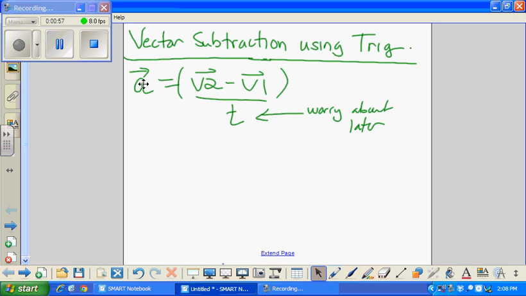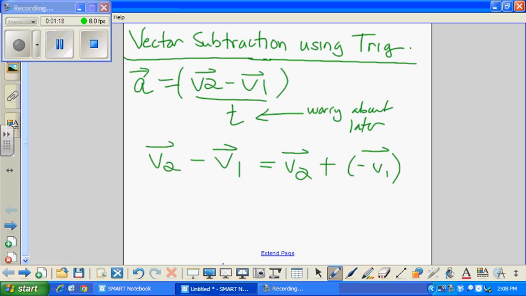Now, the whole principle about vector subtraction using trigonometry is using the idea that v2 minus v1, as in any bit of integer math you've ever done, you would know that v2 minus v1 is the same as saying v2 plus negative v1.